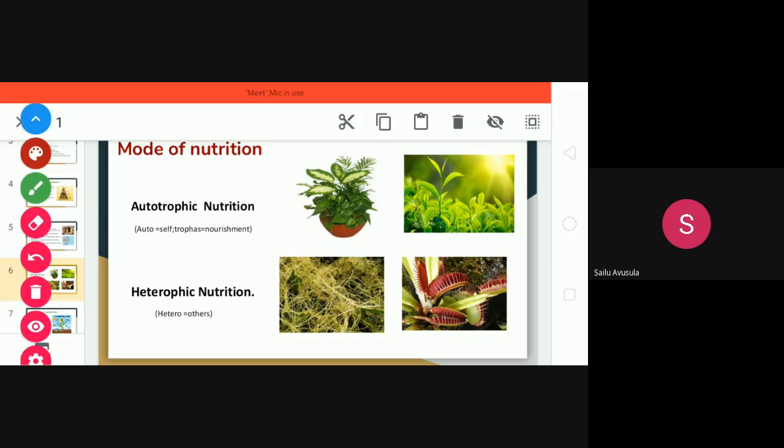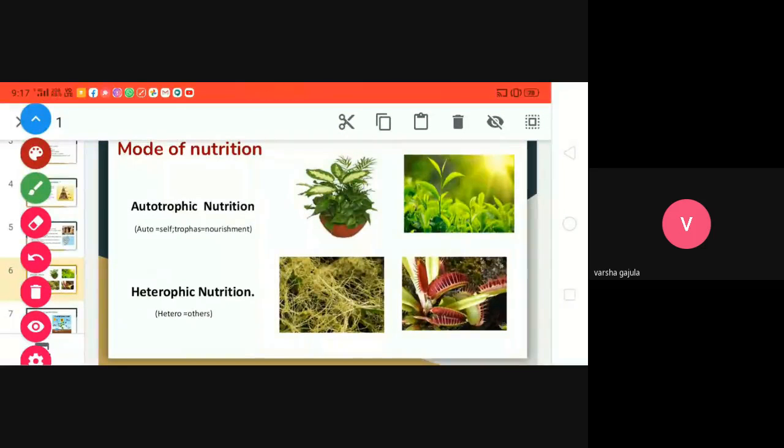Next, heterotrophic nutrition. What is meant by heterotrophic nutrition? Sir, may I? Yes, Pavan, carry on. Sir, the plants which cannot prepare their own food, they depend on others for preparing their food, is called heterotrophic nutrition. Okay, very good. I will give a chance one by one, okay? Because it is an online class, I cannot give a chance to so many at a time, right?